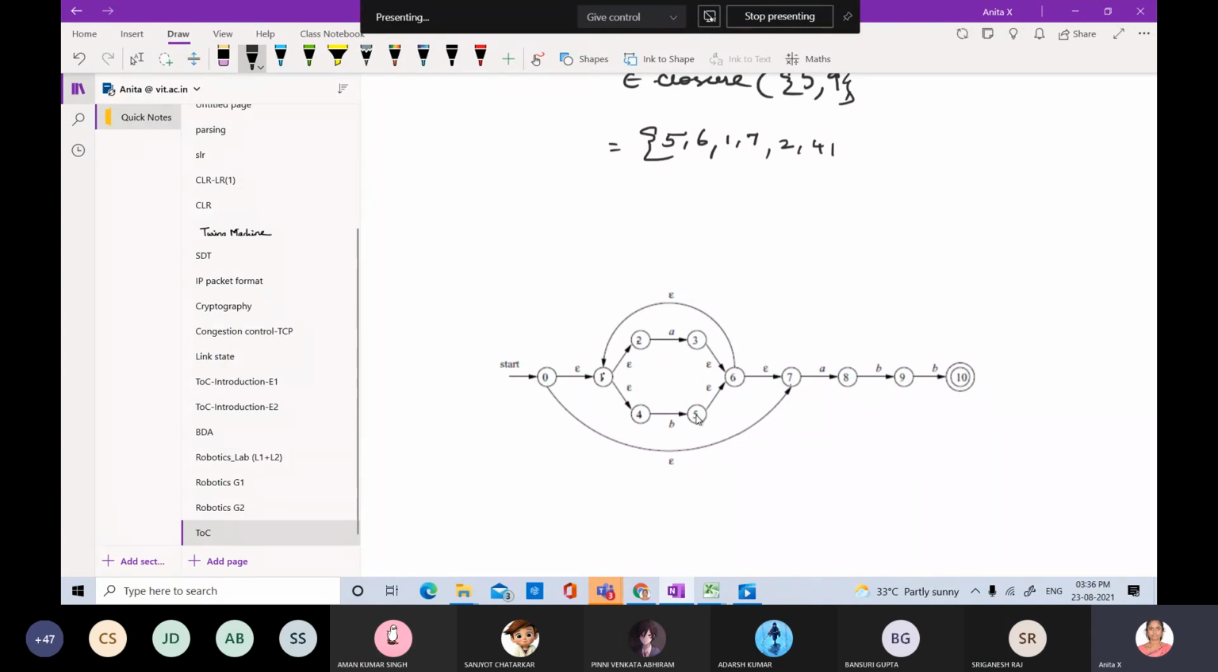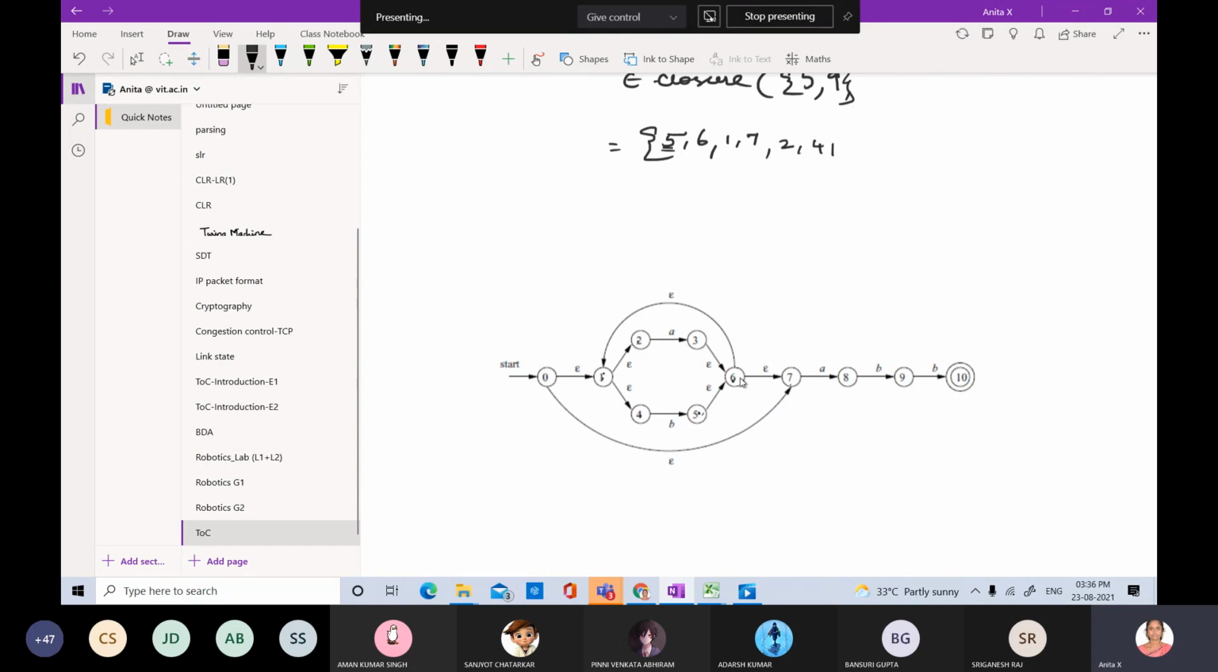So each and every state is reachable to itself on epsilon transition. So 5 should be included in epsilon closure. This is not the case with move. So please make a note: in epsilon closure, epsilon is nothing but empty transition. Each and every state is reachable to itself on epsilon transition. So 5 should be included. So from 5, what are the states that are reachable on epsilon transitions alone?